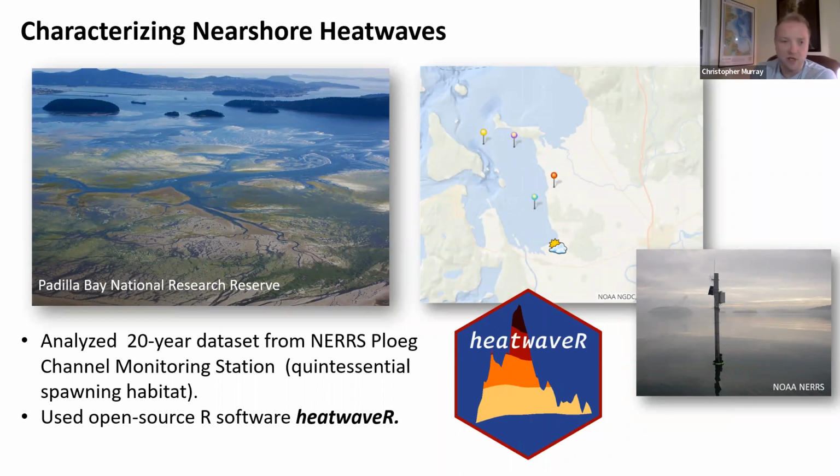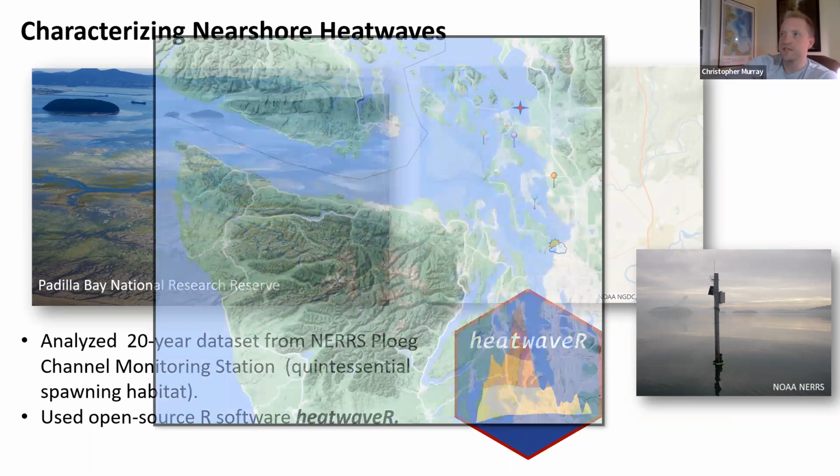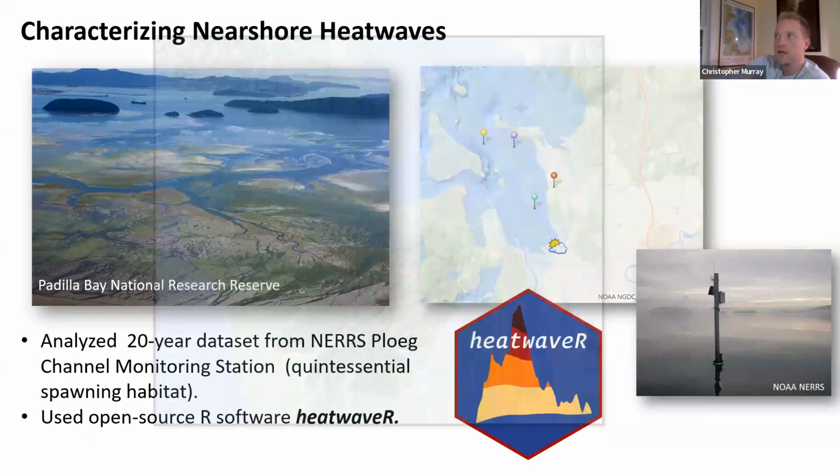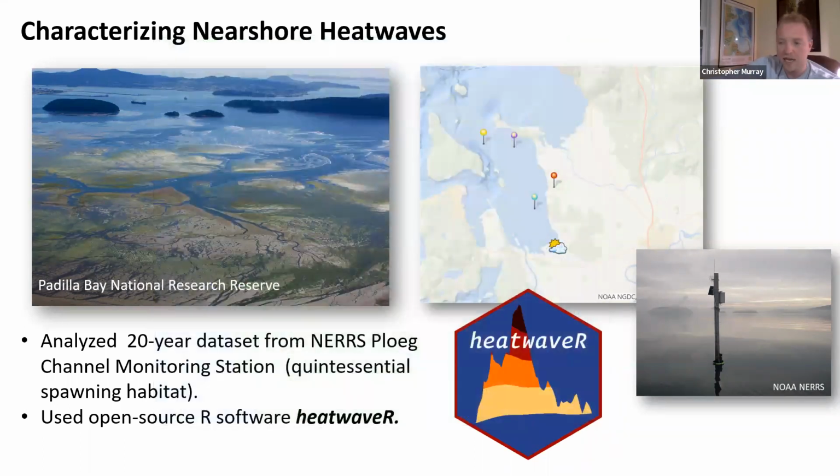And to analyze this data, I used an open source R package called HeatWaveR that has some built-in algorithms to sort of get you started on looking at extreme events and climatological data. So this is a map of the whole Salish Sea, and that red cross there in the top right shows where Padilla Bay is located. And specifically, I used data from the Padilla Bay outflow monitoring station. So this was a monitoring station that basically measured the outflow of the seagrass bed. So the conditions at this station were broadly representative of that over the seagrass itself.